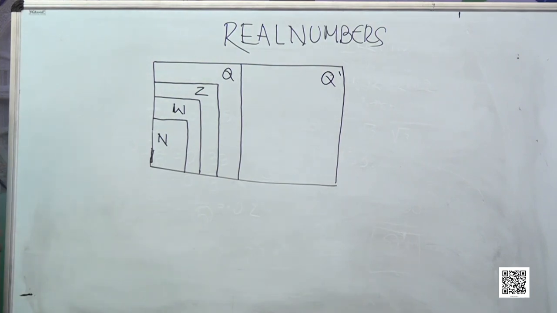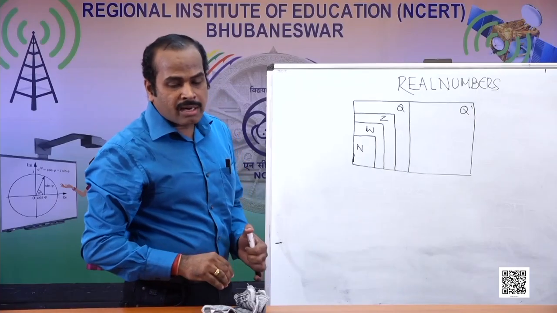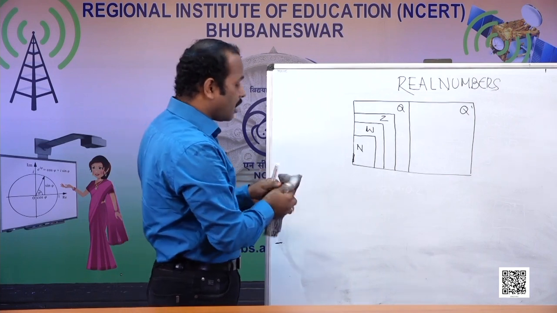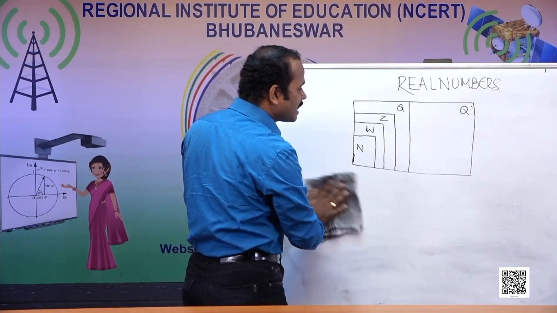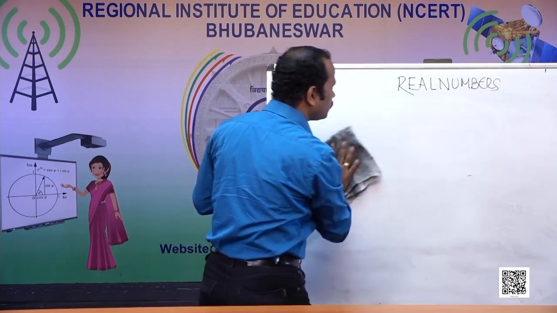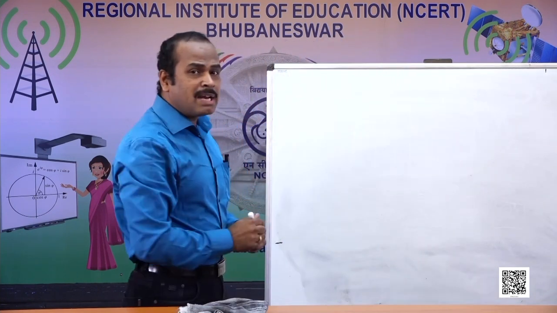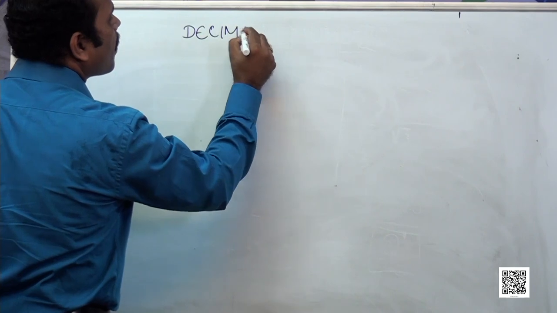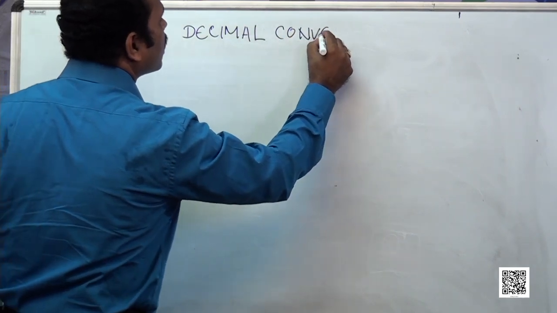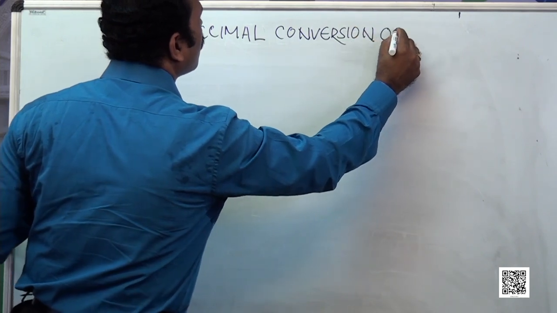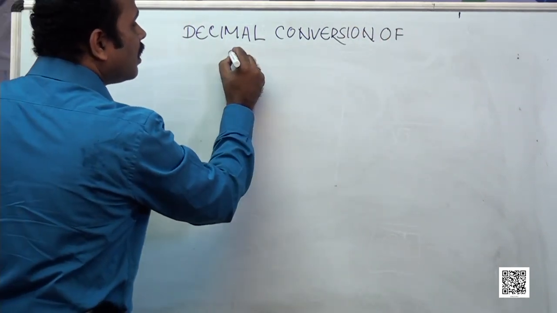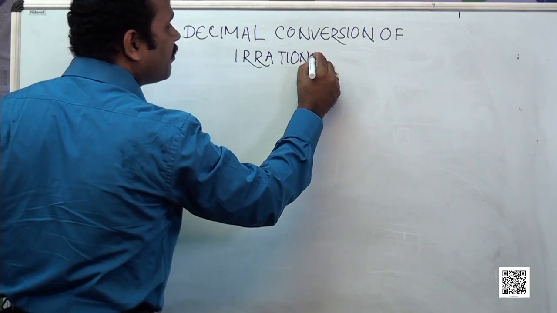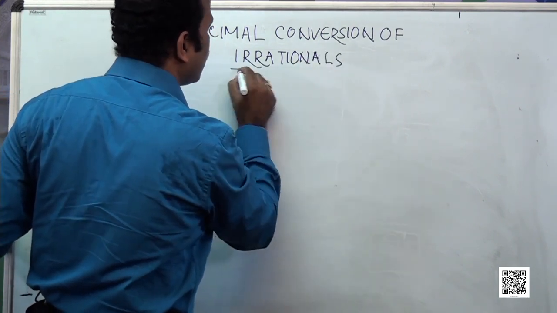Then we'll move to the next part. When we covered the rational numbers, how do we find the decimal form of rational numbers? We have seen the decimal conversion of rational numbers. Now we'll see the decimal conversion of irrational numbers.